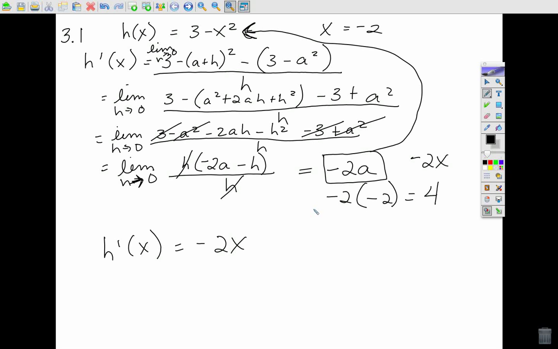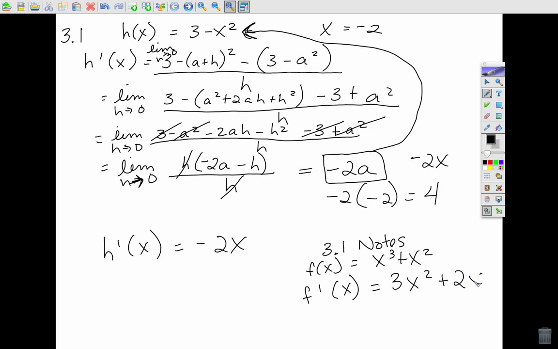We had this problem on 3.1 on the notes. We had the problem that said f of x equals x cubed plus x squared. And we went through all the limit stuff. It was a long, long problem. We found that the derivative was equal to 3x squared plus 2x. Do you see any pattern here? x cubed plus x squared turns into 3x squared plus 2x.